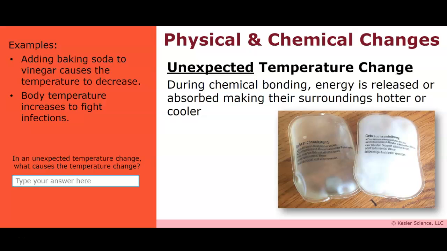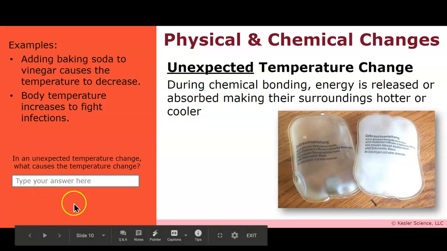Unexpected temperature change, where you're not adding or removing heat. So adding baking soda and vinegar causes the temperature to decrease. When you get a fever and your body temperature increases, that's fighting infections. So make sure that you answer this question here.